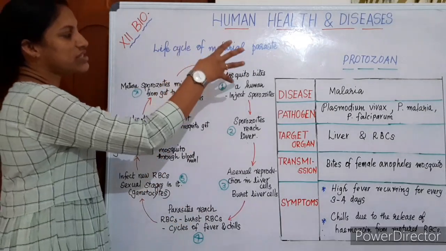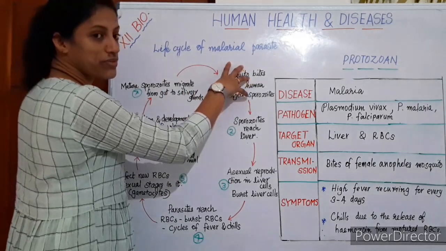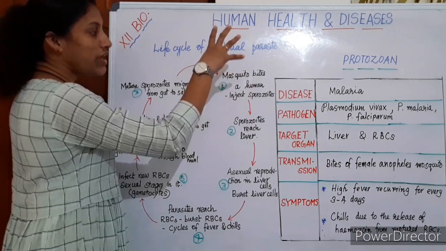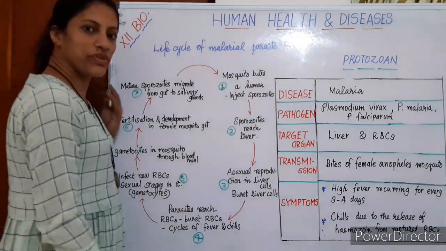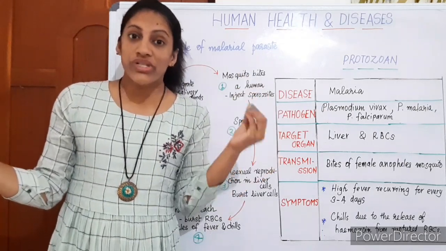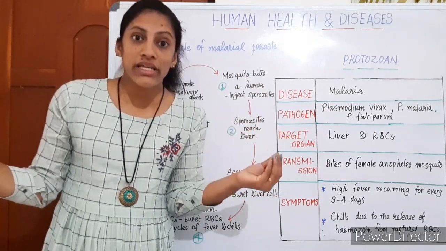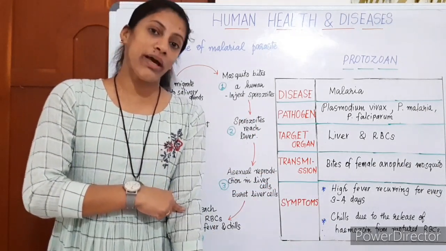Okay, so we can just start from here. It's a cyclic process. We can just start from the first stage. Initially, a mosquito bites a human. When a female Anopheles mosquito, which is a carrier, which carries the parasite, bites a human, what happens?